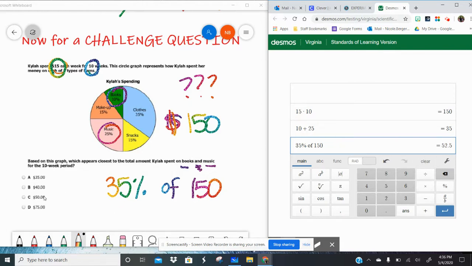So $52.50. But wait a minute, none of that says that. So let's go back to the problem. It says what appears closest to, which means I could round. So 52.50 is closest to about $50, right? So C. Boom! Look at that multi-step problem that we just nailed. We nailed it. Oh man, we're so smart.